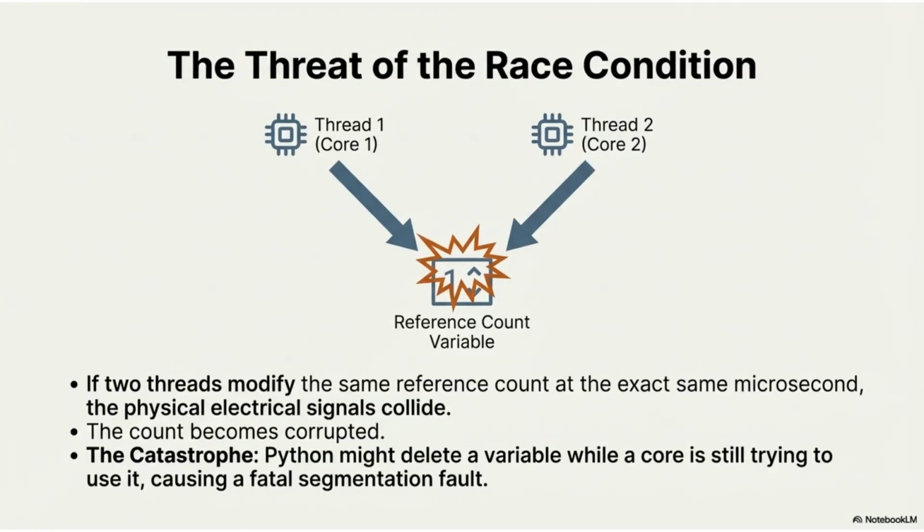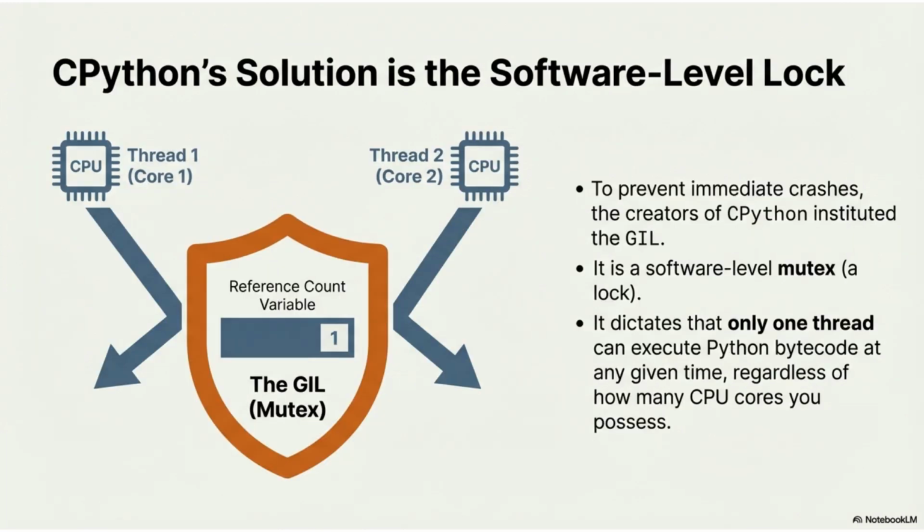The threat lies in a race condition. If 2 threads modify the same reference count simultaneously, the count becomes corrupted. This catastrophe could cause Python to delete a variable while a core is still using it, leading to a fatal segmentation fault. CPython's solution is the Global Interpreter Lock, a software-level mutex.